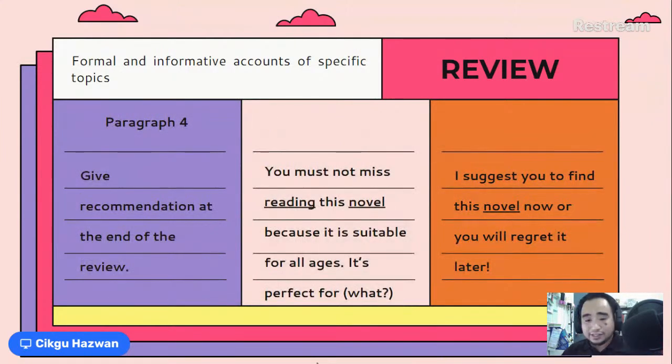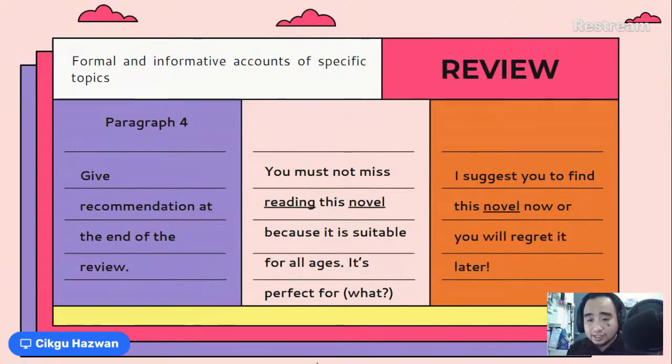Okay, next, in the final paragraph of a review, give a recommendation at the end of the review. For example, you must not miss reading this novel because it is suitable for all ages. It is perfect for whom? It's perfect for what? It is perfect for leisure reading. It is perfect for people who want to know more about something. Okay, sorry. So I suggest you find this novel now, or you will regret it later.